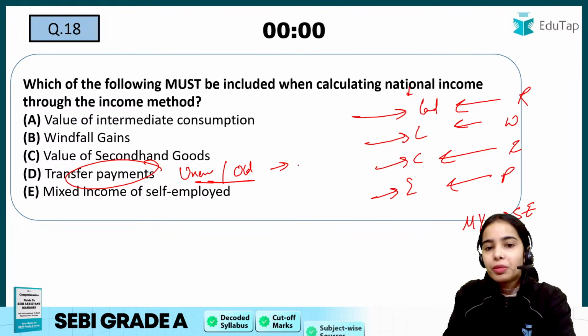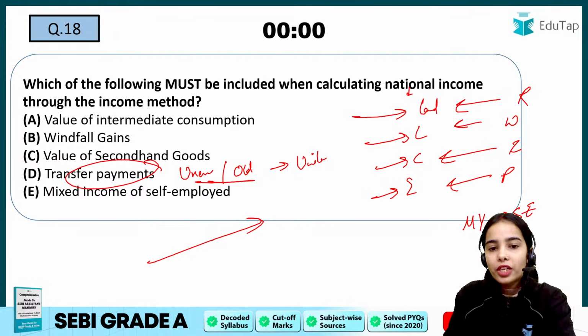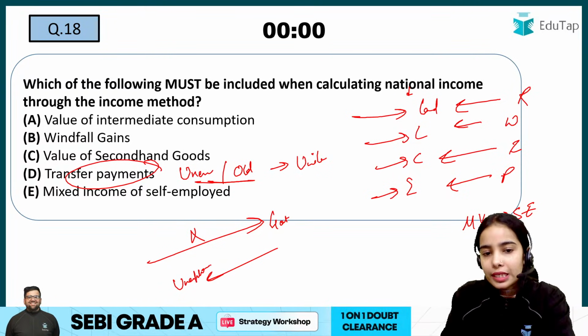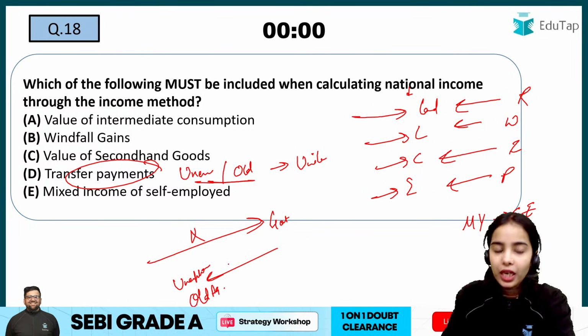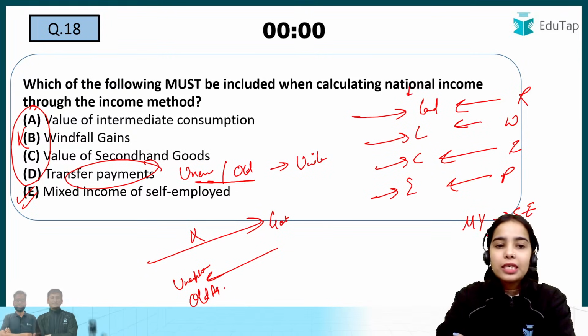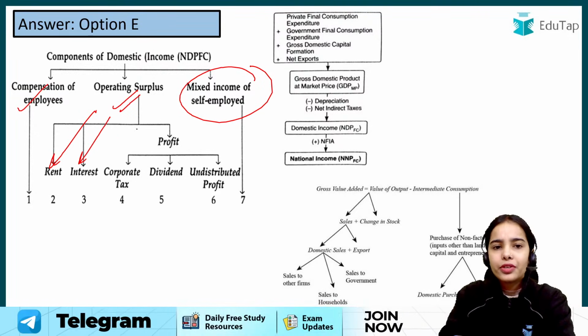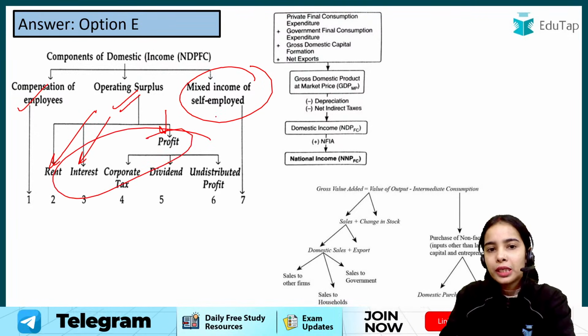But transfer payments like unemployment allowances, old age pension, they are not earned income. They are transfer payments. They are unilateral payments. You are not giving anything to the government, but the government is giving you unemployment allowances, let's say, or old age pension, let's say. So these are not included in national income, while the mixed income of self-employed is included in the national income. So compensation of employees, operating surplus, that is rent, interest, profit, all of this is included in the national income.